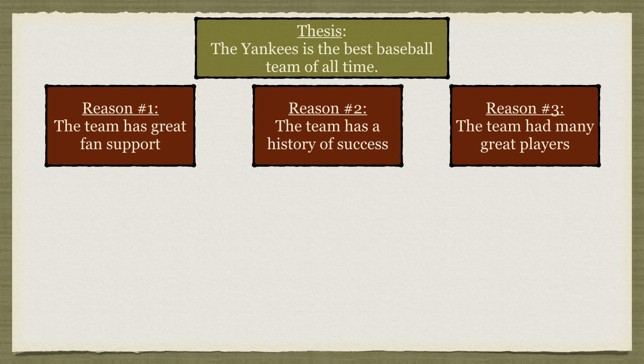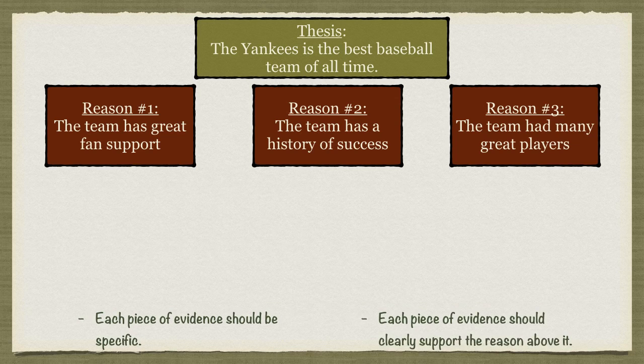And just as we did before, I want to take a look at this example that isn't based on literature, and it's one we've worked on before, just so you can see how the process works. So here's how we're going to do this. At the bottom, I want to put my guidelines. These guidelines will help me remember how to find 2 pieces of evidence for each reason. Now, we remember this thesis: the Yankees is the best baseball team of all time, and the 3 reasons. The team has great fan support, reason 1, the team has a history of success, reason 2, and the team had many great players, reason 3.